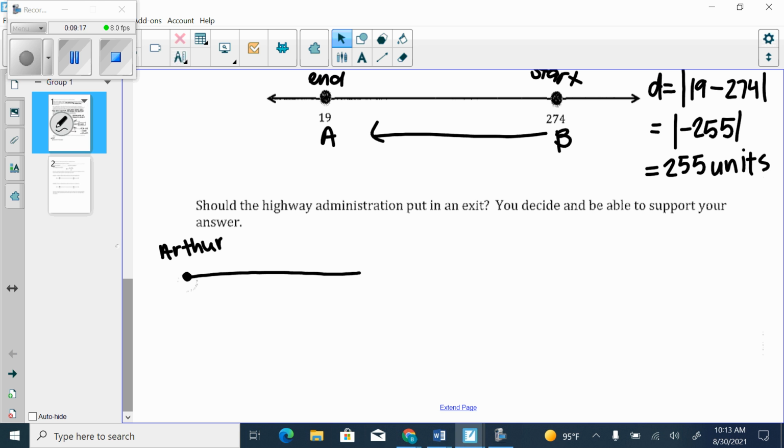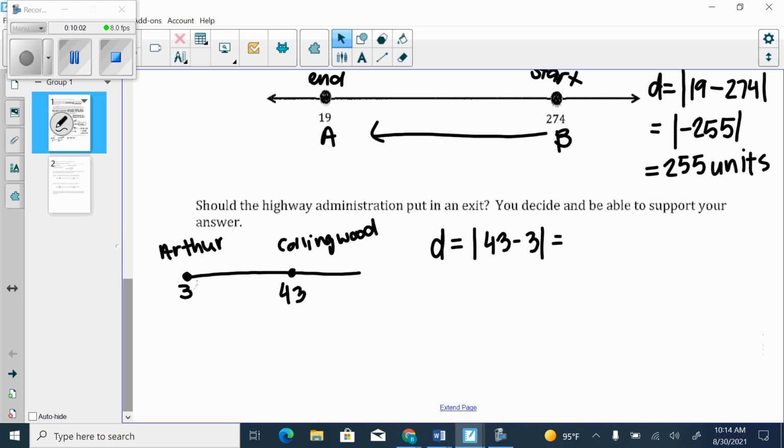Okay, and where did they say Arthur was at? What mile marker? 3. Okay. Alright, and then maybe right about here is our other exit, which they said was Collingwood. And where did they say that one was? 43. Okay, so I could plug this into the distance formula to prove how far apart they are, right? So what am I going to have? Distance is equal to the absolute value of 43 minus 3.